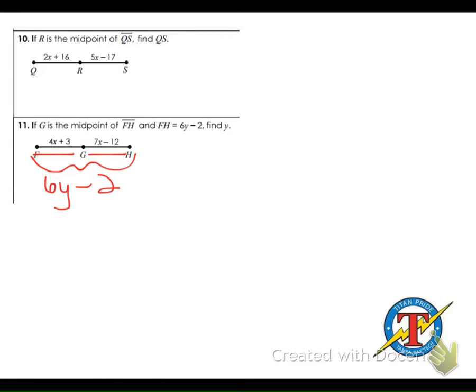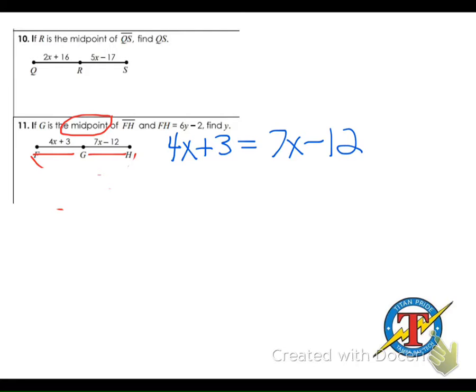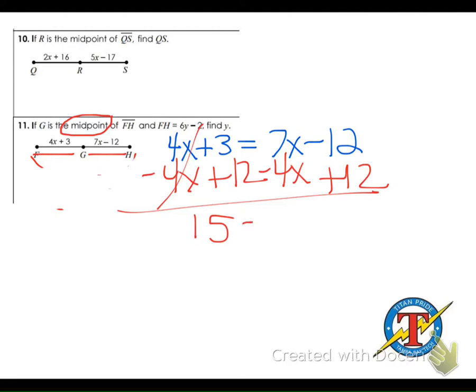Okay, so instead focus on the fact that we have a midpoint. If it's a midpoint, then ignore what the total is for now. If it's a midpoint, then those two pieces are equal. Do the same thing, set them equal. 4x plus 3 equals 7x minus 12. Okay, let's solve that. Subtract 4x on both sides. Add 12 to both sides. And I get 15 is equal to 3x, so x equals 5.